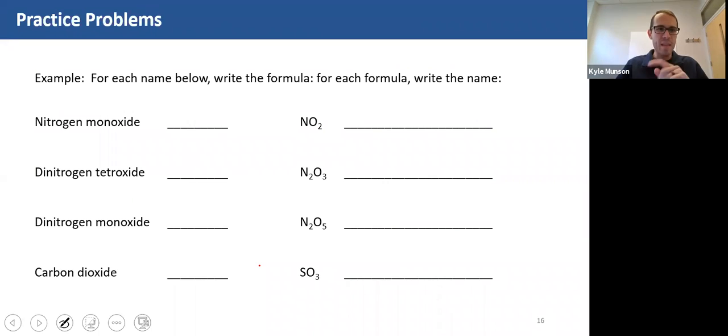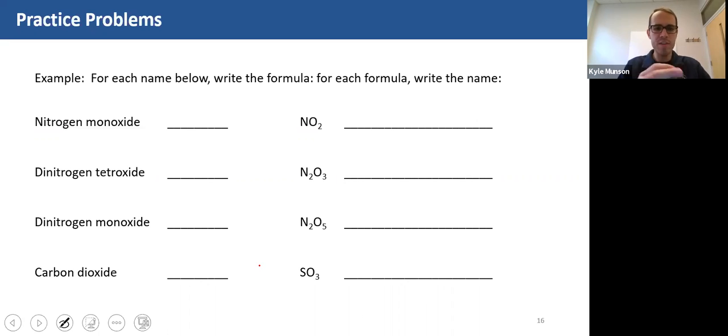So let's do several examples together. Why don't you pause the video, write down all of the names of these compounds or formulas of these compounds, and then we'll come back together and review and see how you did. And while you do that, I'm going to grab a sip of water. Okay, so let's do this together.